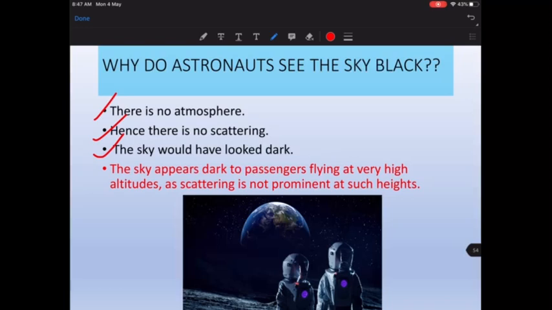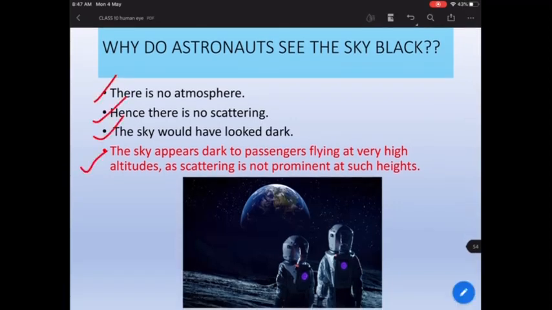Then I've mentioned a note here that the sky will also appear dark to all the passengers who are flying at very high altitudes. That happens very rarely because we hardly go up to those altitudes. At the max we go up to 37,000 feet or 38,000 feet or something like that. Till that point, you will see the environment is still not rare enough to not scatter the light. So some scattering will take place. So this is again a very important question that can be asked about why the astronauts see this.